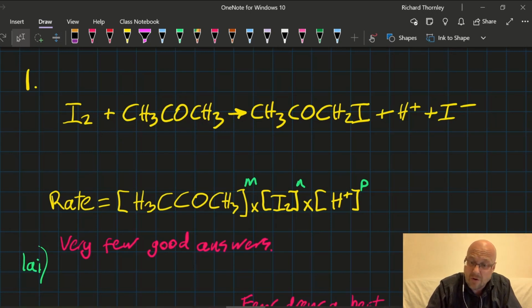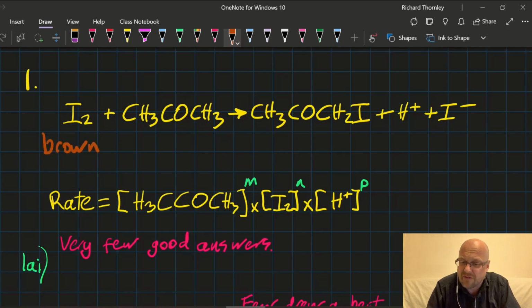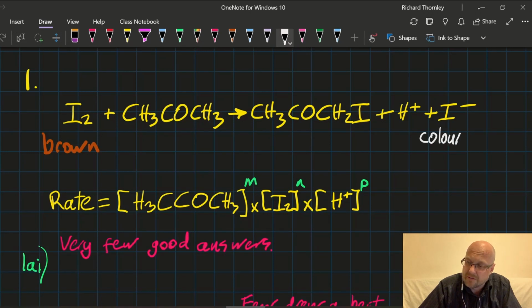Very few good answers. Well, iodine in solution is either brown or purple, depending on what it's in, and who knows what it's in here, propanone and acid. But the iodide, just like sodium chloride, is colourless, and if you think chloride's going to be colourless, then probably iodide is going to be colourless as well. And so use a colorimeter. That's how you'd follow this reaction. It probably goes from a brown colour to a colourless colour, or at least some kind of colour fading is going on. So a colorimeter, that would get you the point.